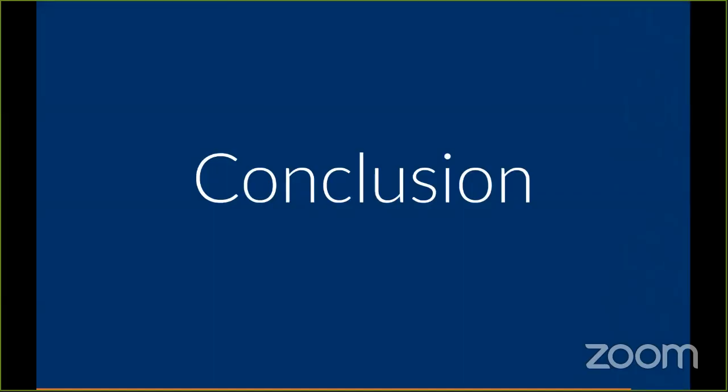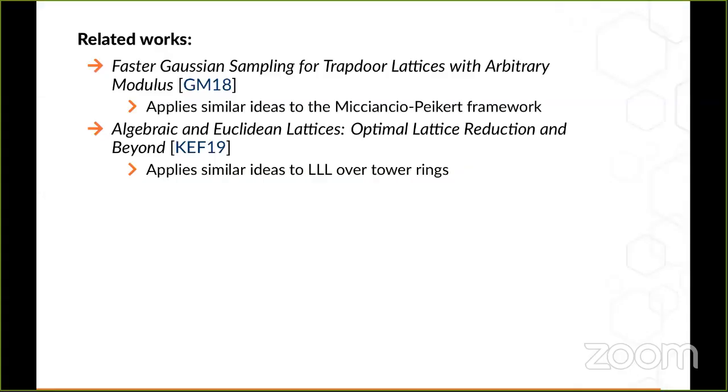Okay, so to conclude, I would like to present some related works and some open questions. So yeah, this is my own perspective, but some related works are the paper Faster Gaussian Sampling for Trapdoor Lattices with Arbitrary Modulus. So this applies similar ideas to the Micciancio-Peikert framework. So it also does apply a lot of other ideas. What I'm just saying is that if you understood what I said in this talk, then you should be able to understand at least a subset of the ideas presented in these papers, and reciprocally.